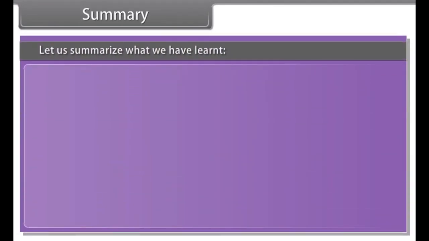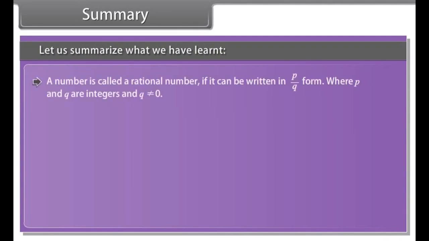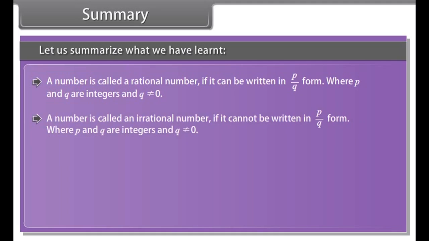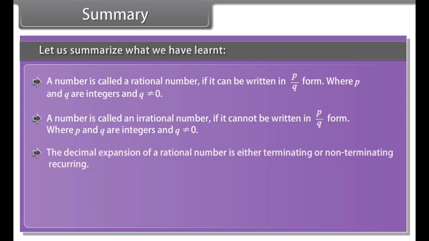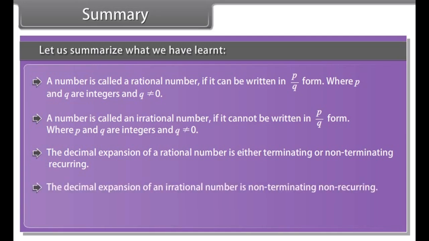Summary. Let us summarize what we have learned. A number is called a rational number if it can be written in p upon q form, where p and q are integers and q is not equal to 0. A number is called an irrational number if it cannot be written in p upon q form, where p and q are integers and q is not equal to 0. The decimal expansion of a rational number is either terminating or non-terminating recurring. The decimal expansion of an irrational number is non-terminating non-recurring.